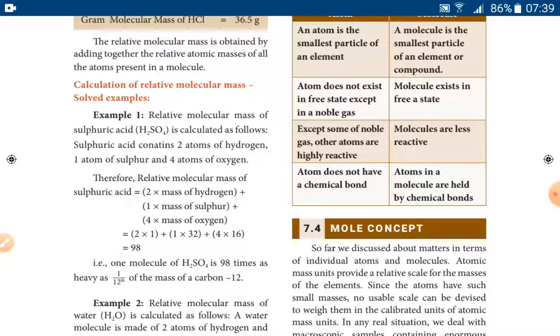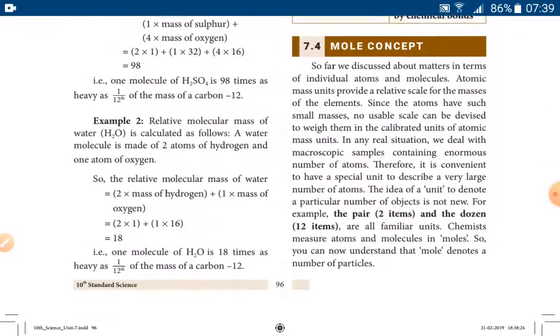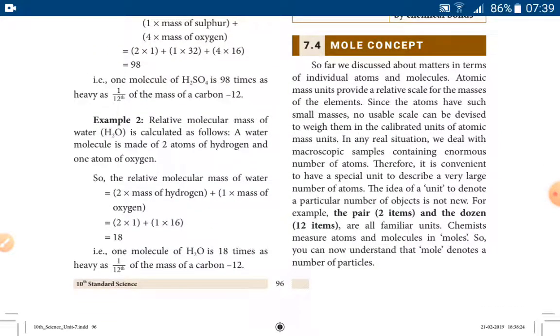So 98 means that 1 molecule of sulfuric acid is 98 times heavier than 1/12th mass of a carbon 12 atom. Similarly for water, 1 molecule of water contains 2 hydrogen atoms and 1 oxygen atom. So hydrogen atomic mass is 1, so 2 into 1, and oxygen atomic mass is 16, so 1 into 16, so 2 plus 16 is 18. And this is nothing but one molecule of water is 18 times heavier than 1 by 12th mass of a carbon 12 atom.